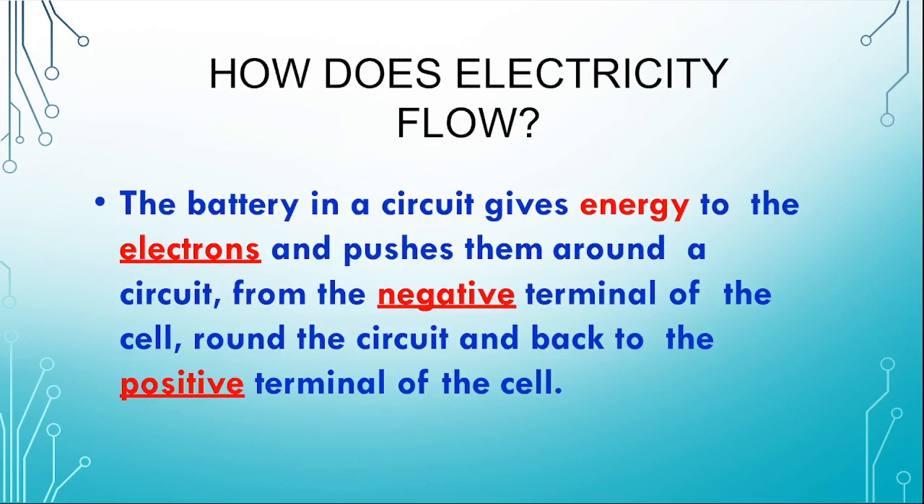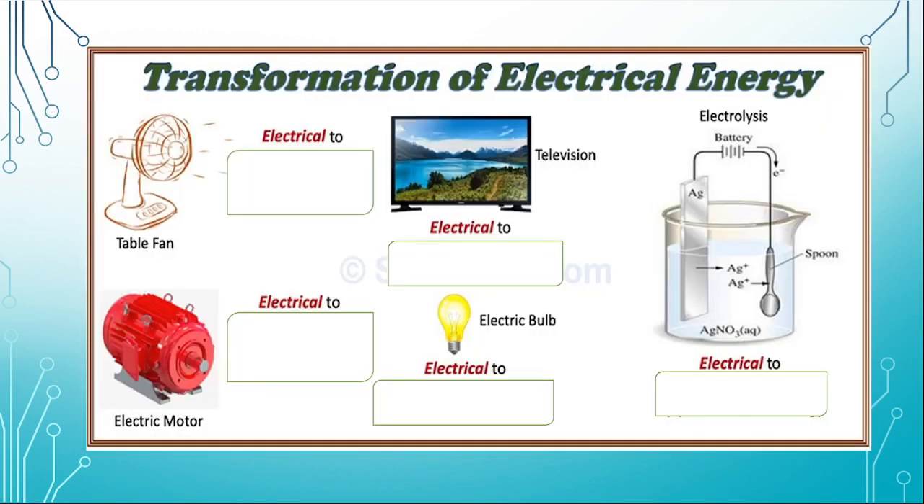How does electricity flow? The battery in the circuit is what gives energy to the electrons. The battery has chemical energy stored in it, and as soon as that energy gets an output by way of a conducting wire in a closed circuit, those electrons, the charges, are pushed out of the battery, and they make their way all around the circuit to the other terminal, from the negative terminal of the cell round the circuit back to the positive terminal of the cell.